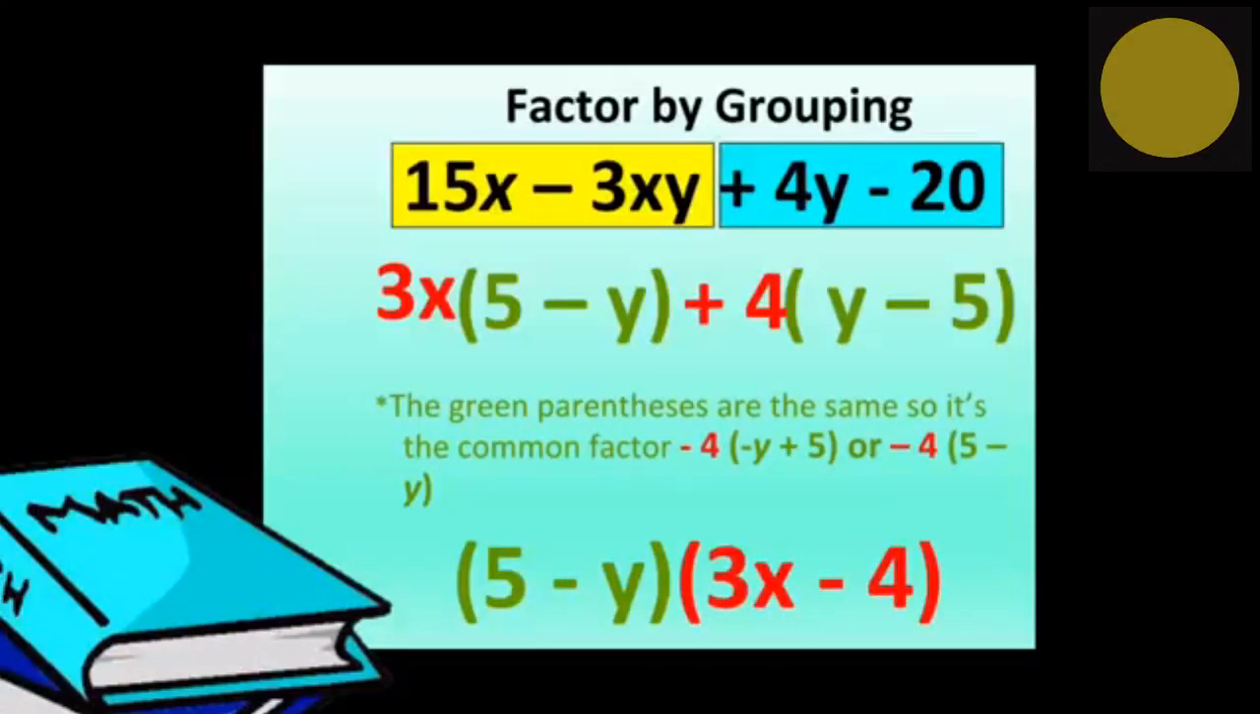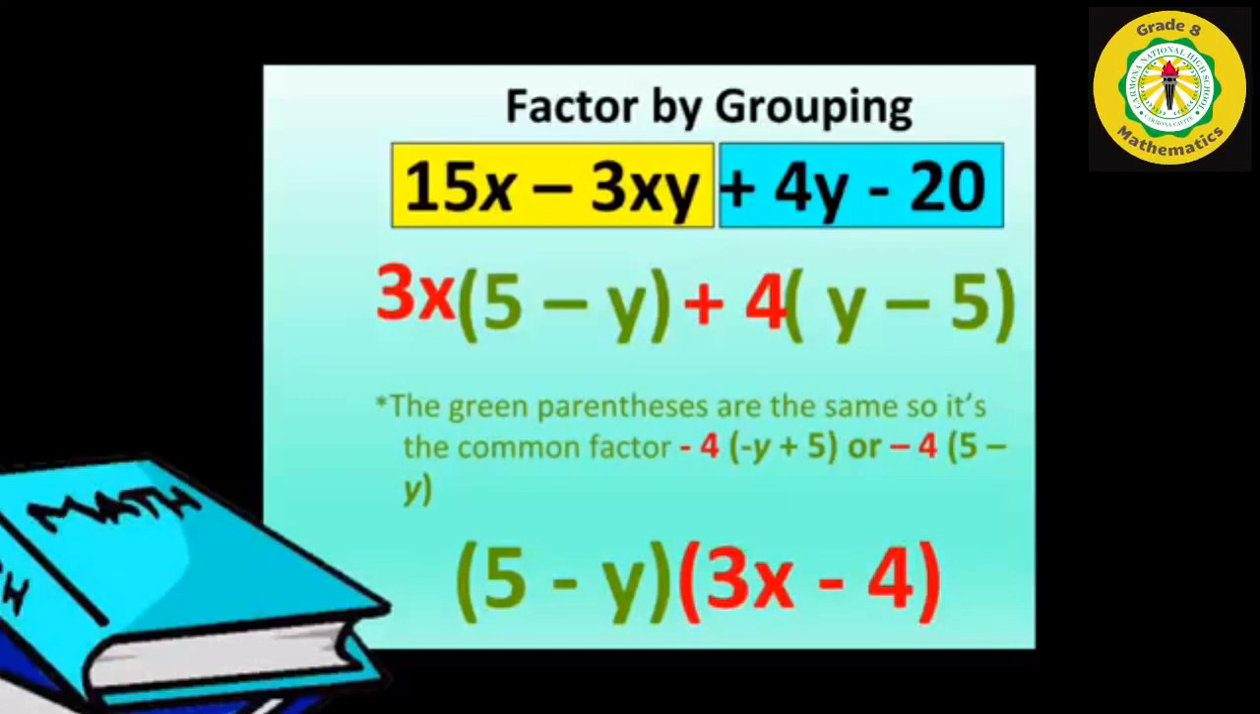For our third example, 15x minus 3xy plus 4y minus 20, let's group the terms into two groups. Then we need to factor out the GCF from each group. So our GCF for the first group is 3x, and if we divide the terms by the GCF, we get 5 minus y. The same with the second group. Our GCF is 4. We need to divide the terms by 4, and we get y minus 5.